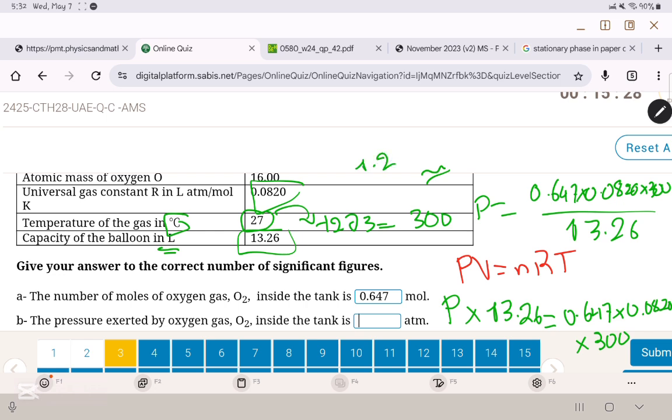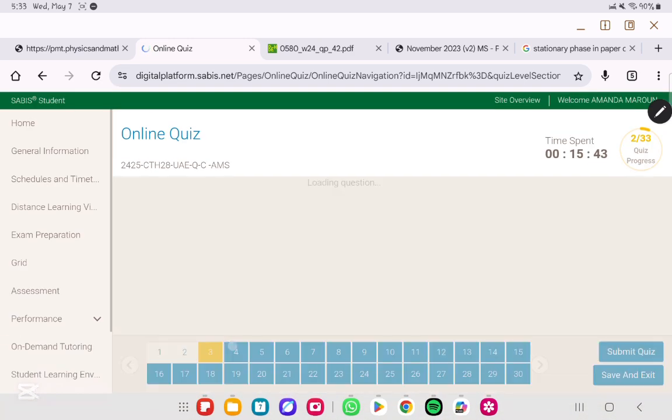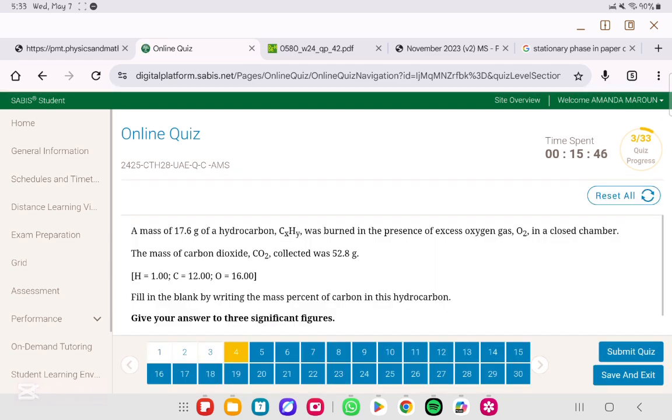But do we need 2 significant figures? No, we needed 3 significant figures because they wanted the correct number of significant figures. So you will take it as 1.20. So very simply, the answer is 1.20 atmospheres. We move on to question number 4.